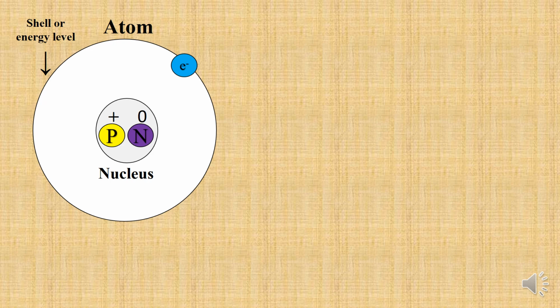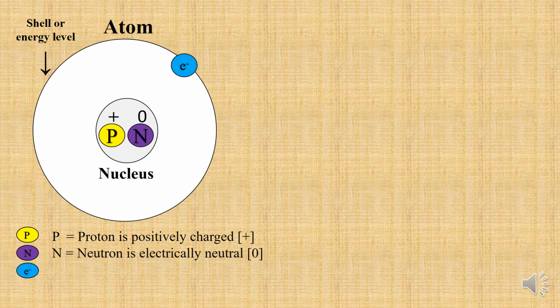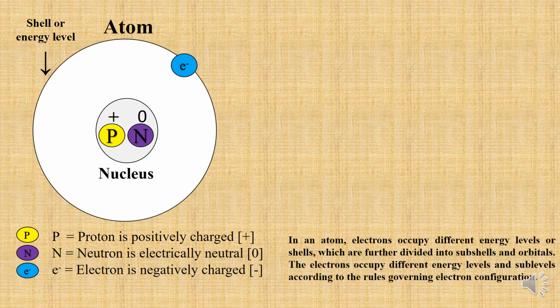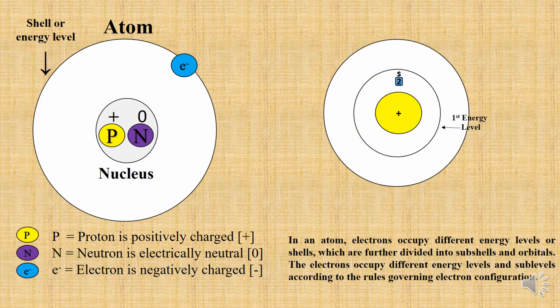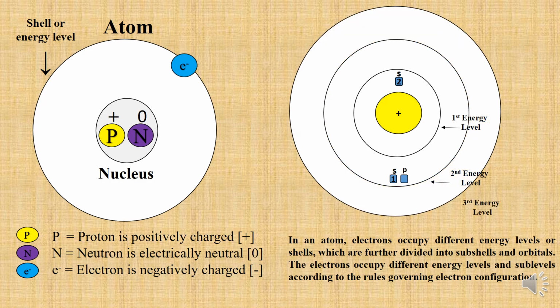I have color coded the subatomic particles, yellow referring to the positively charged protons, purple referring to electrically neutral neutrons, and blue referring to negatively charged electrons. In an atom, electrons occupy different energy levels or shells, which are further divided into subshells and orbitals. The electrons occupy different energy levels and sublevels according to the rules governing electronic configuration.